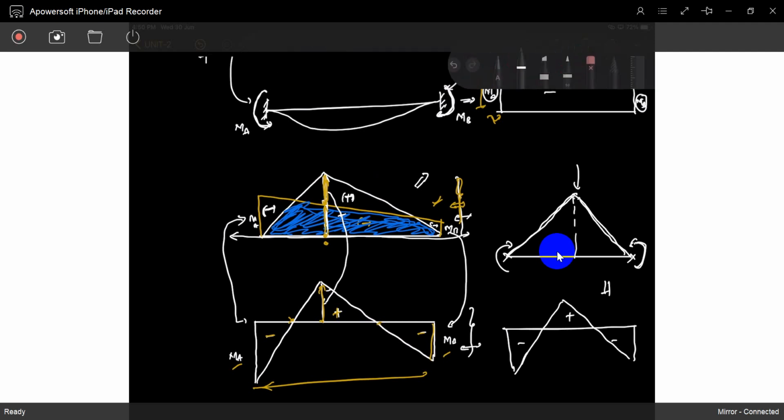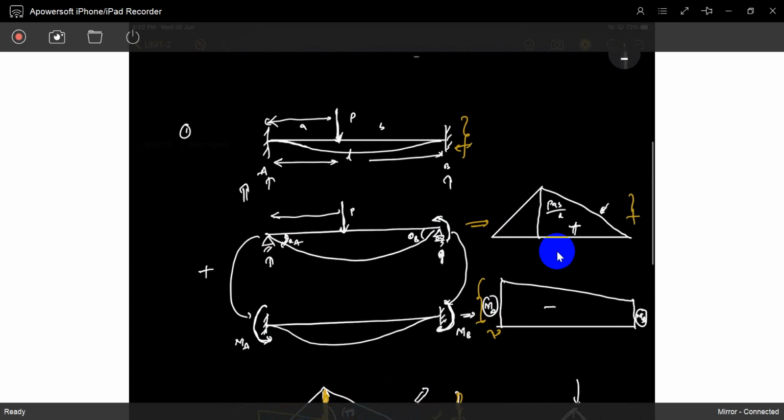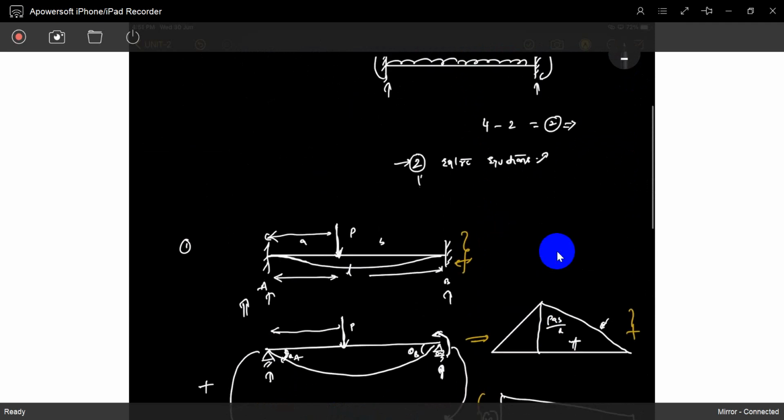So now we will find out what MA is and what MB is. And we require two extra equations. What are those two equations?